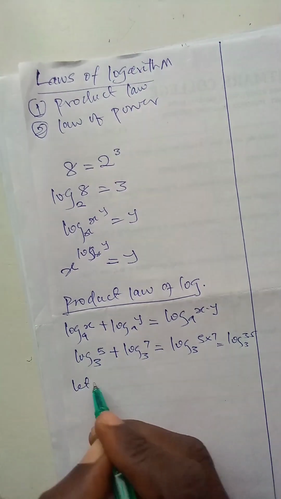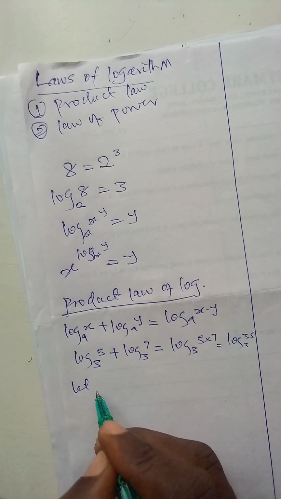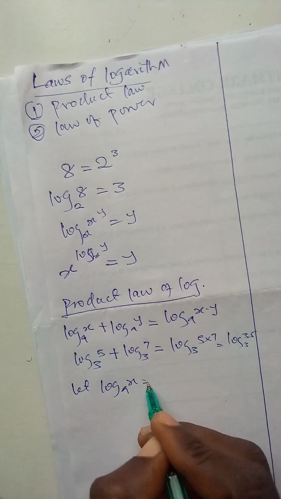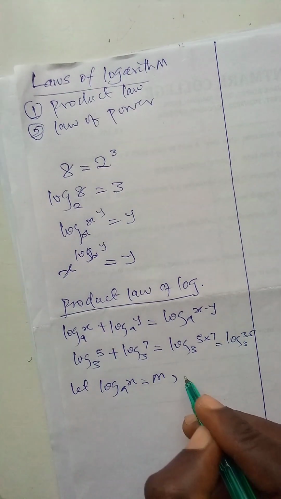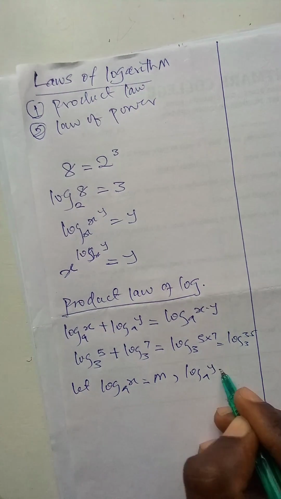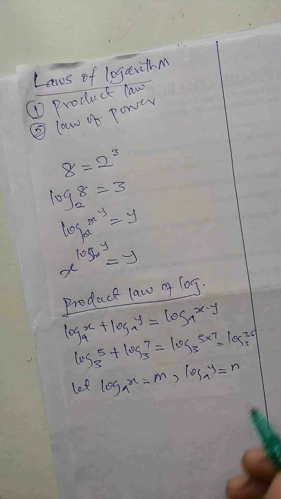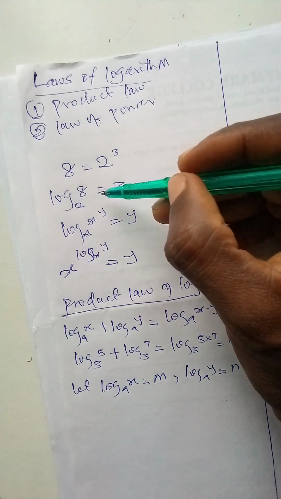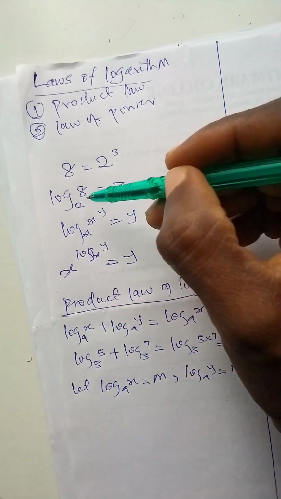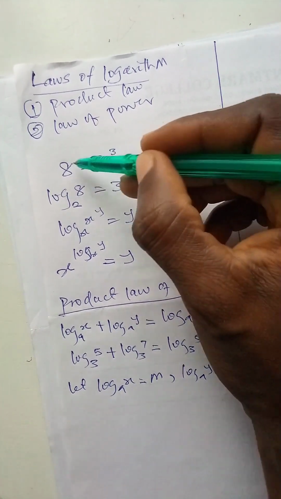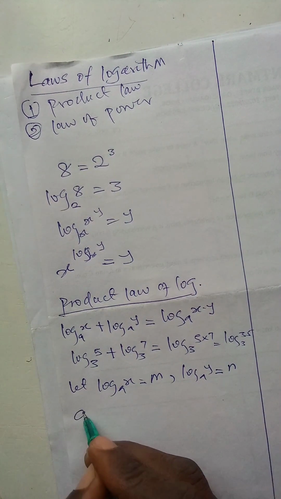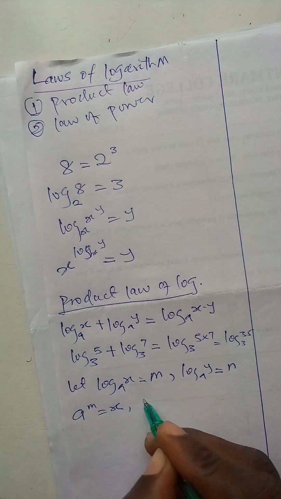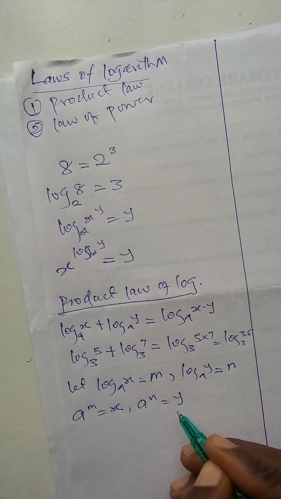Let's assume that log to base a of x is m and log to base a of y is, for example, n. Now, if we convert this to indices, the way we did here, we'll have a raised to power m is equal to x and a raised to power n is equal to y.